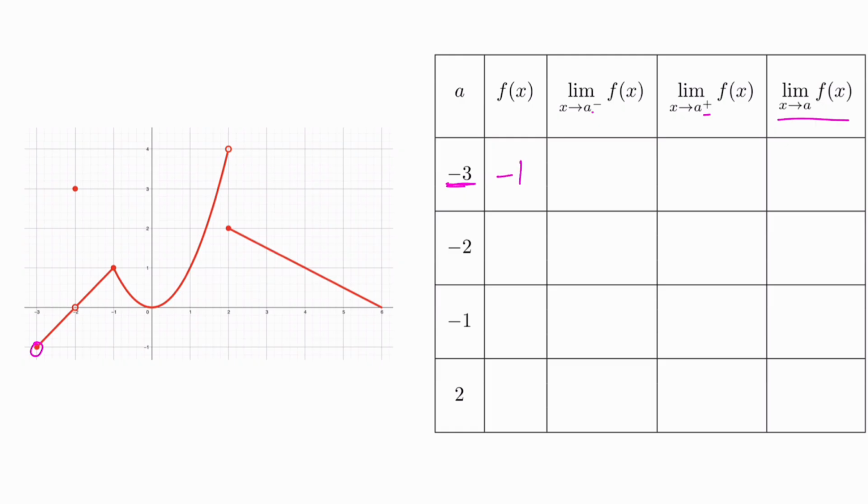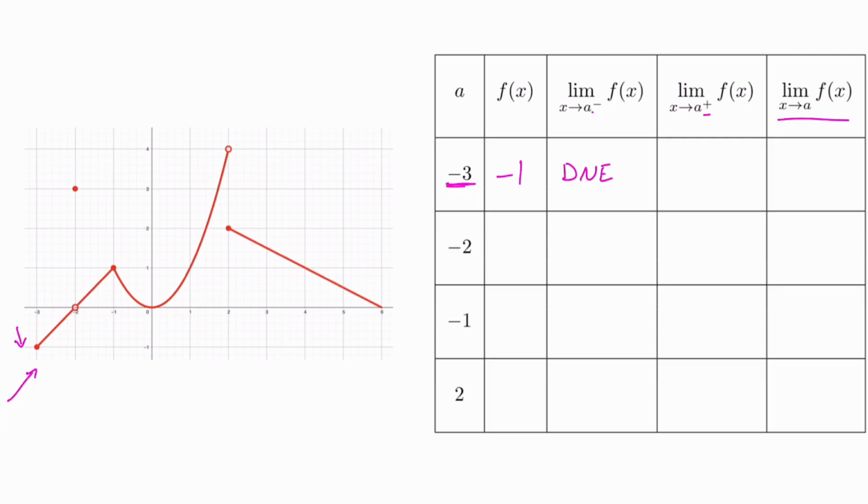For our left-handed limit, we need to trace the graph from the left-handed side going towards our point, but as we can see here, there is no other graph at the point -3. So there's no way that we can actually approach x is equal to -3 from the left, which means that our left-handed limit does not exist.